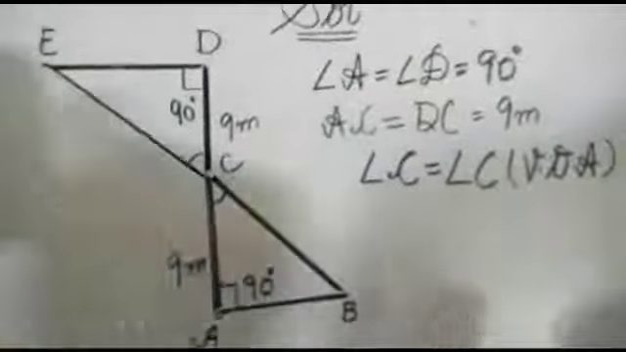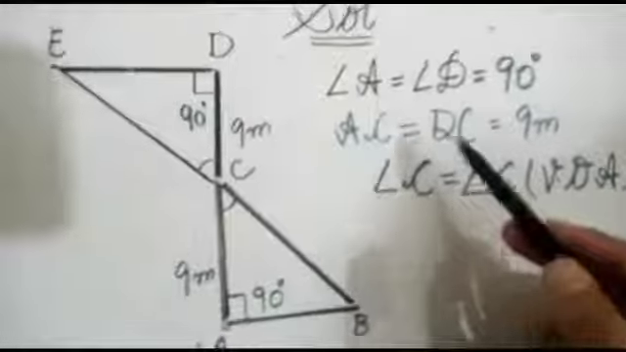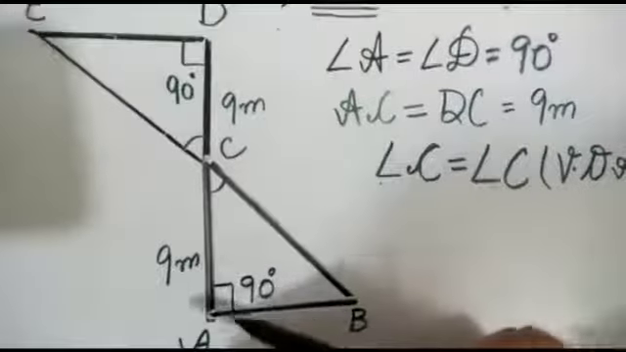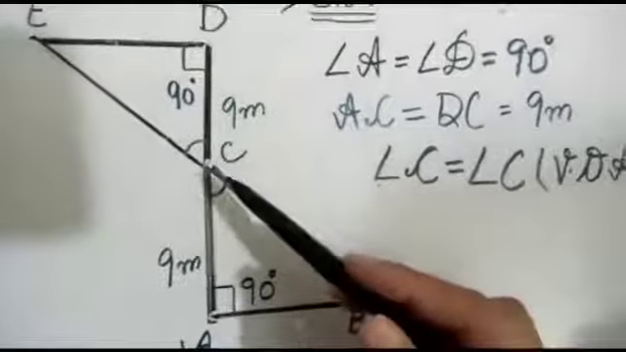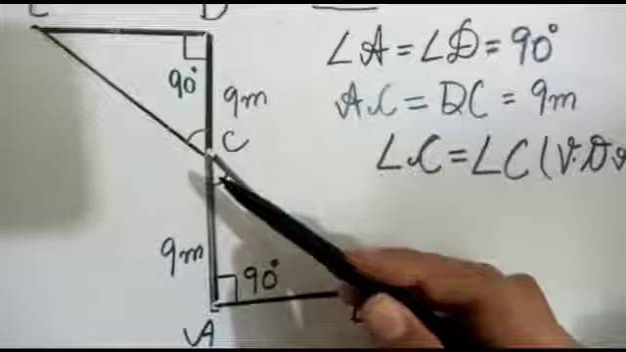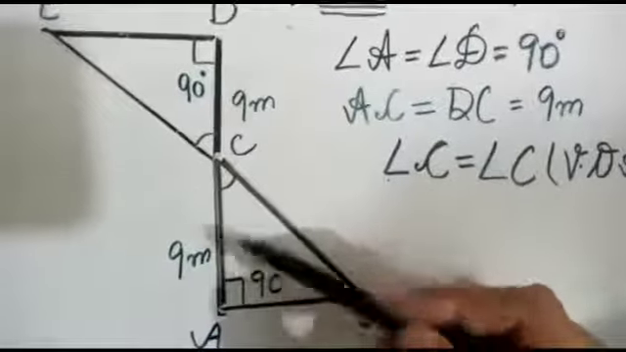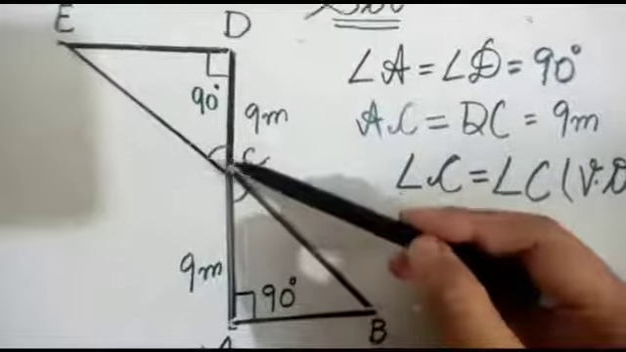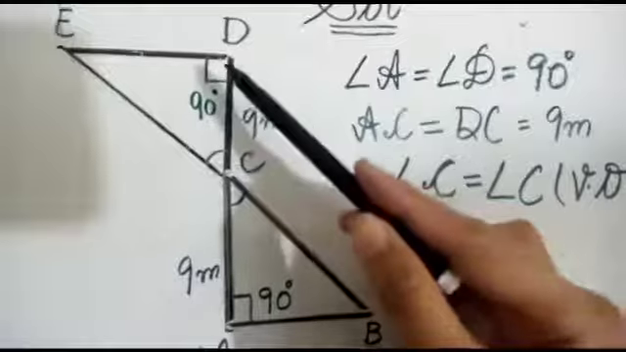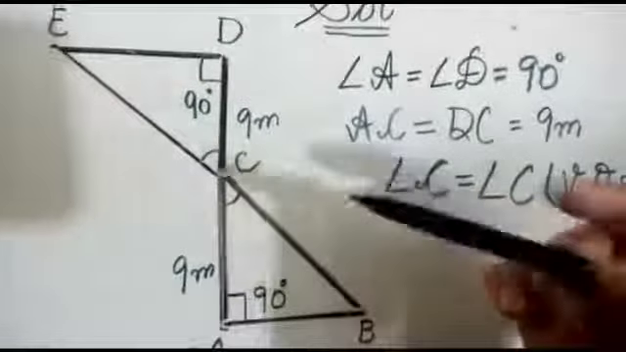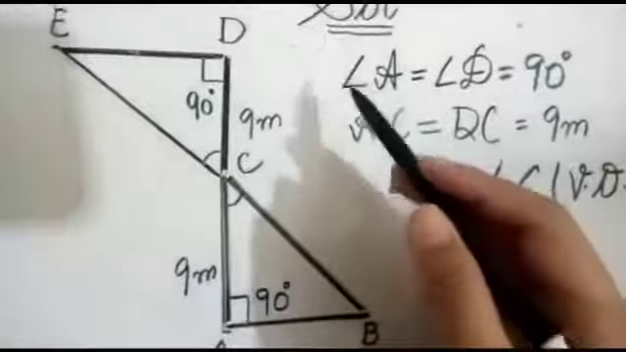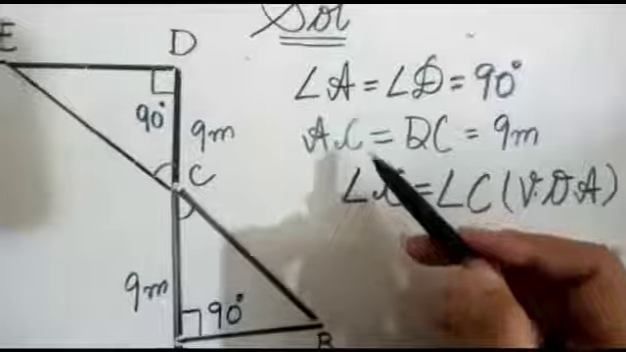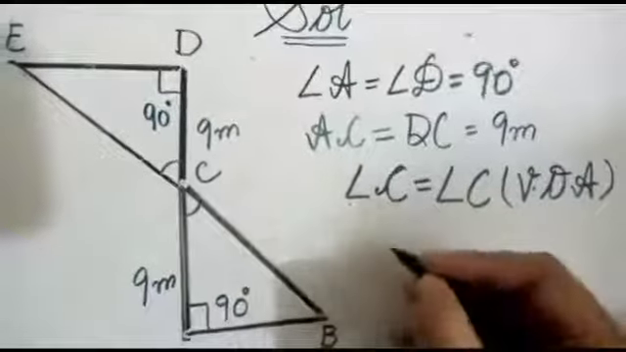So we can see here that AC and DC are the sides in between these two angles. One angle is of 90 degrees, second is angle C, and the side AC is in between, or the included side between these two angles. In the same way, the side DC is the included side between angle D and angle C. So by ASA property, angle, included side, angle.